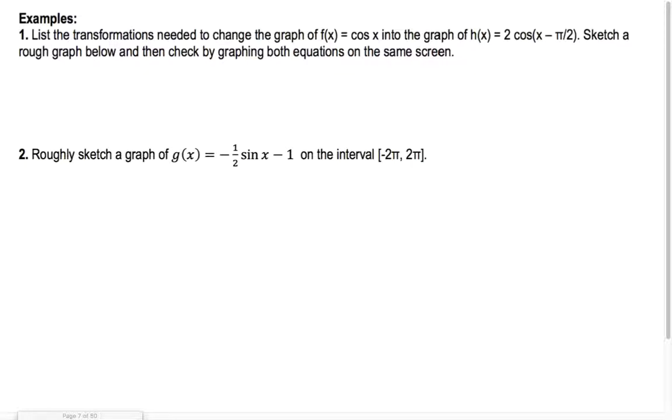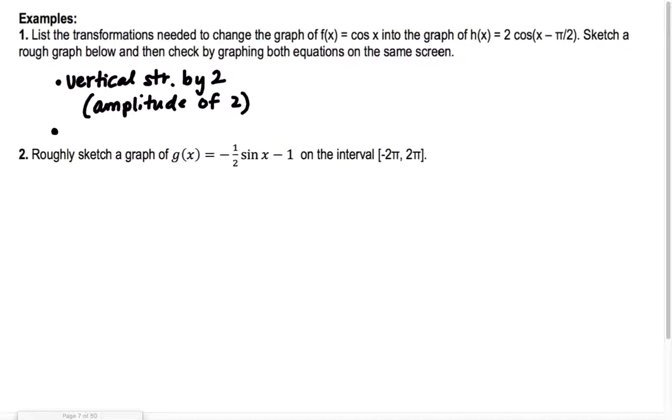What were the words we used in Algebra 2? We said it's a vertical stretch by 2. So in other words, using pre-calc words, it has an amplitude of 2. What about the pi over 2? It moves right, pi over 2. So in pre-calc words, we use something weird. We call it a phase shift by pi over 2. Am I going to be mad if you say right pi over 2? No. But if you see something that says phase shift, that's what they mean.